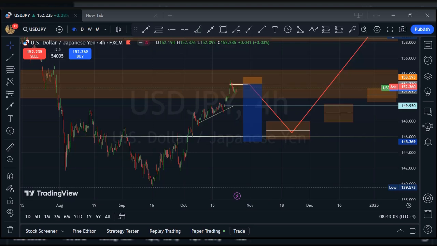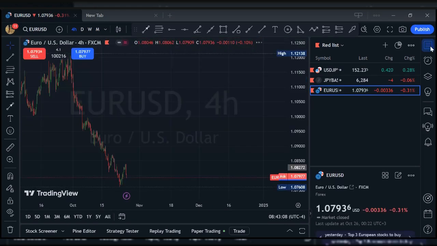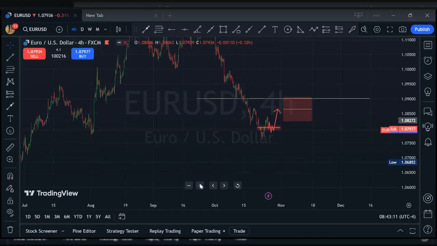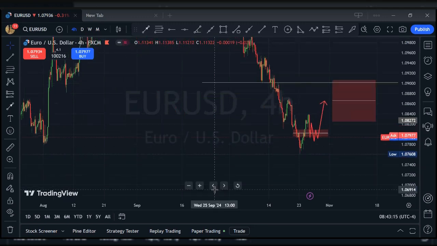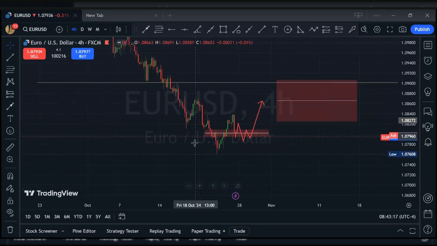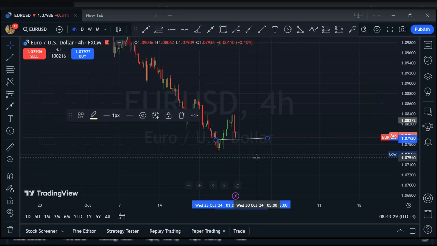For EURUSD, we have this. I've not even changed shade. This is something we were talking about with my student yesterday. Very precise. I don't want to see much selling from here. It should actually just reject to the downside. But if it does sell, I don't mind.